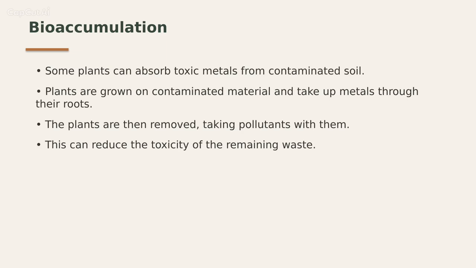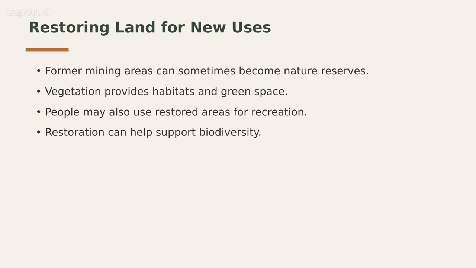Some plants can also absorb toxic metals from contaminated soil. This process is called bioaccumulation. Plants are grown on the contaminated waste and absorb the toxic metals. The plants are then removed, taking some of the pollutants with them. This makes the remaining waste less toxic.